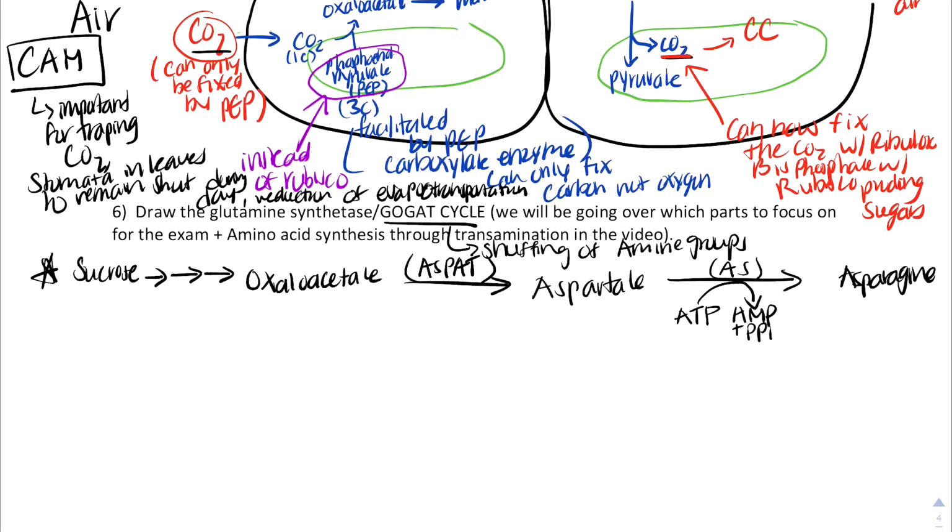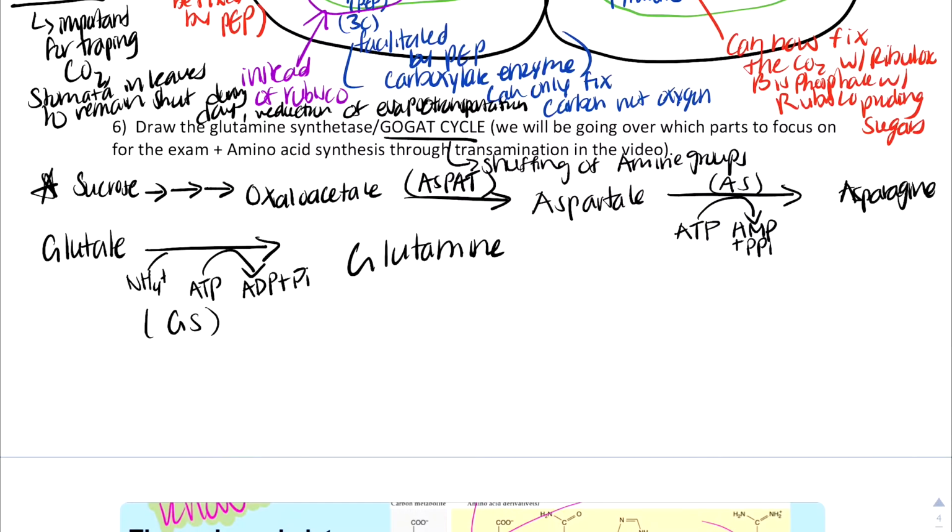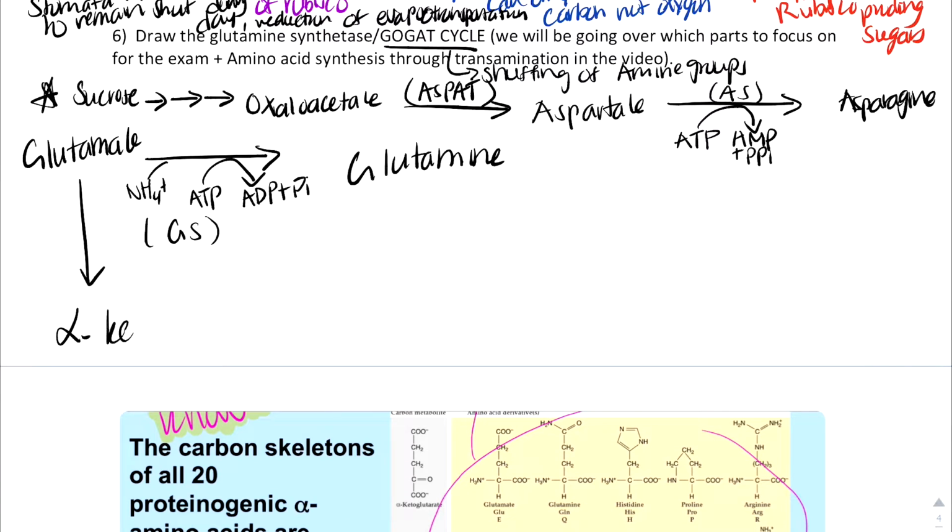Another one is glutamate, which in the presence of NH4 and the input of energy, along with glutamine synthetase, which I'm going to denote as GS, it can make glutamine. But also, I noticed I spelled glutamate wrong. But also, glutamate can go through another pathway in which it can make alpha ketoglutarate.